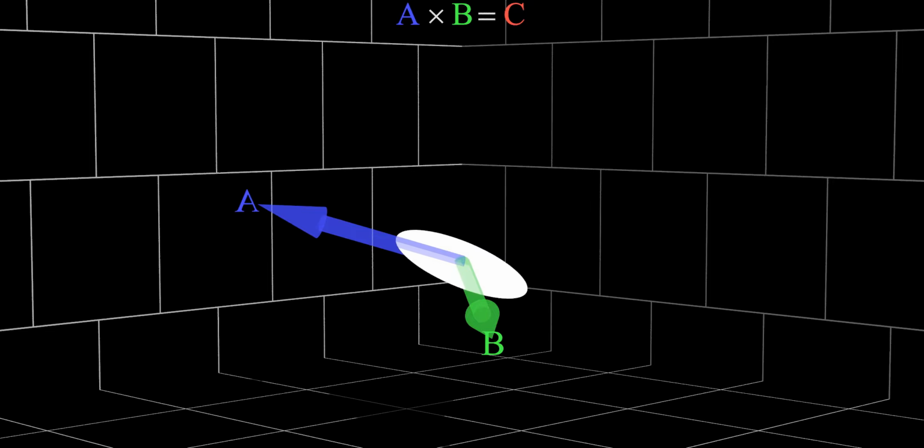Start by aligning your flattened hand with vector A, reinforcing that A is the first vector in the cross product. Rotate your hand so that the index finger stays on A, and then curl the remaining fingers towards vector B.